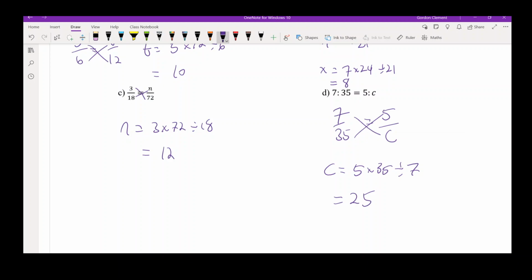So hopefully you were able to remember how to do these skills as we move forward to working on the rest of this outcome next week.